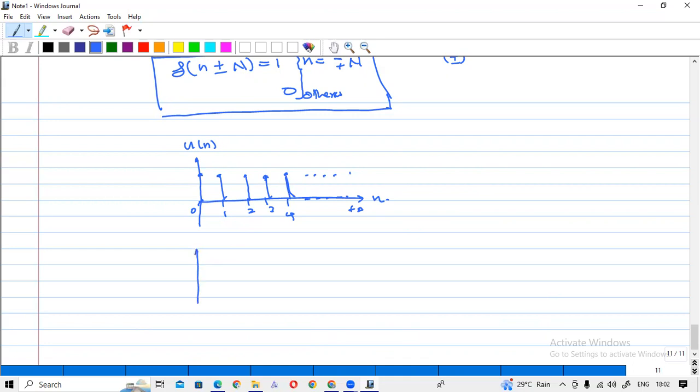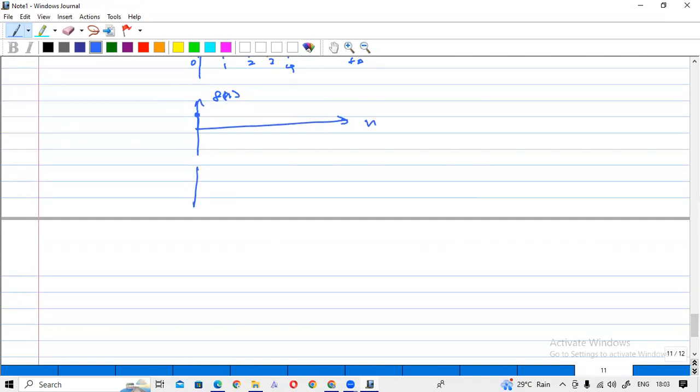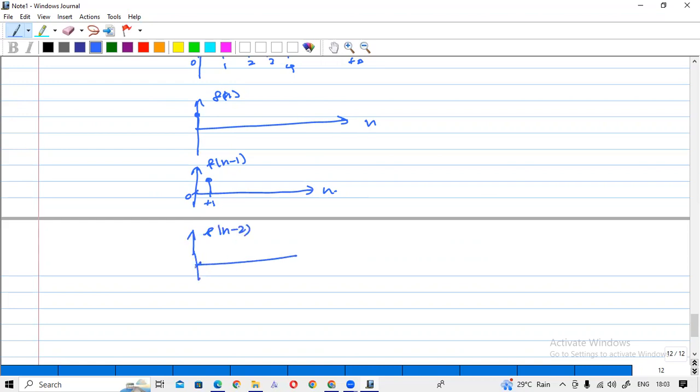Now if you write the delta n, you have one sample here. Okay, now if you write delta n minus 1, where is the impulse? It should be at plus 1, no? Okay, so now you have the impulse here. So if delta n minus 2, now the impulse should be at plus 2. Okay, so the impulse should be here. And if delta n minus 3, it should be at 3. Okay, like this.